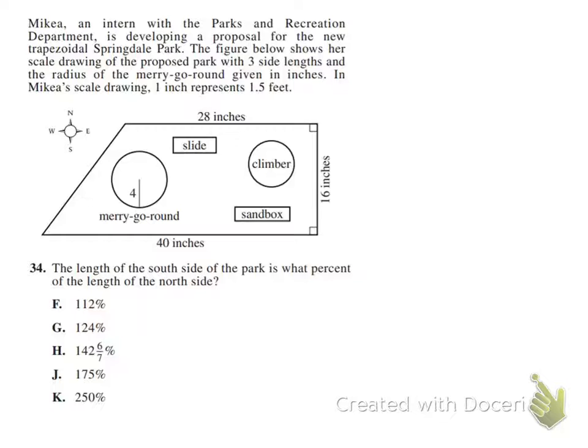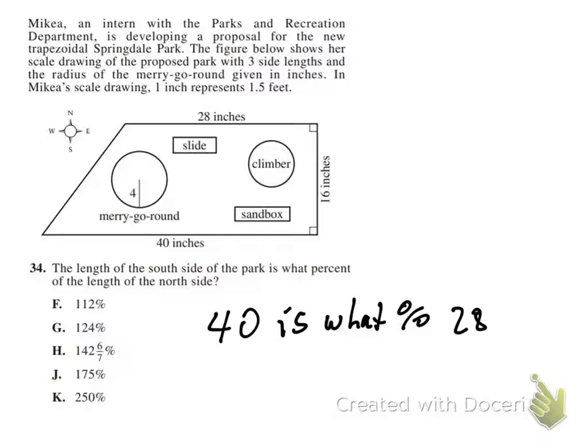Simple mistakes. Last question. The length of the south side of the park is what percent of the length of the north side? Now, y'all remember is over of equals percent over 100. Y'all remember that simple ratio? That's what this is. The length of the south side of the park. What's the length of the south side of the park? 40. 40 is what percent of 28? That's what this question is asking.